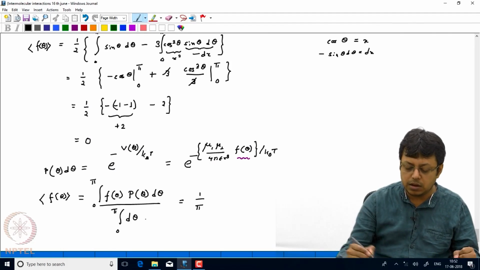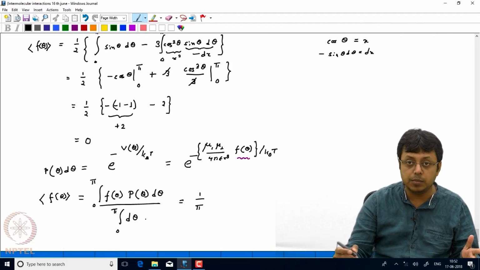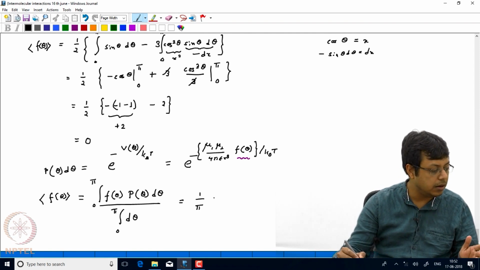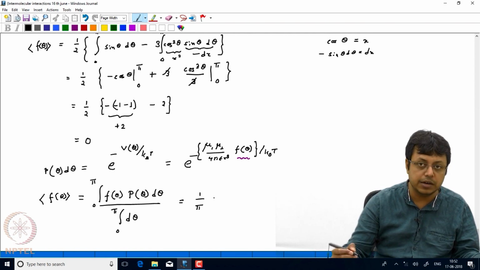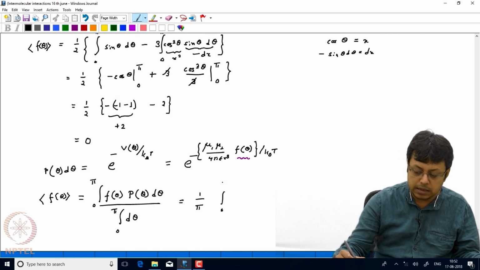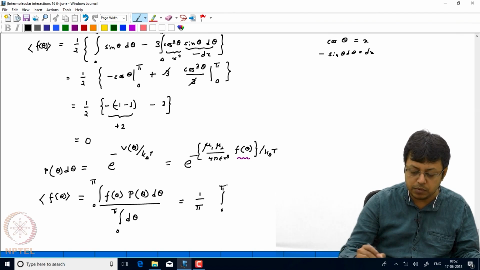All right. So now the theta integration gives you 1 over pi in the denominator, and then let us attempt the integration in the numerator. So what I'll have is 0 to pi, and then look at it carefully, what I'm doing.